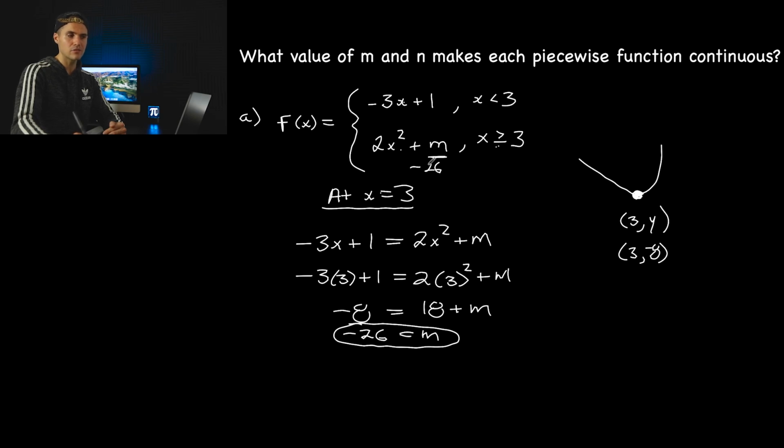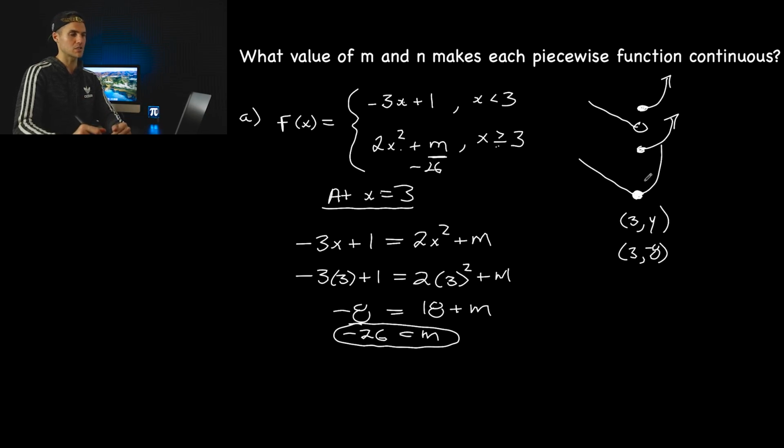Any other m value that we would use other than negative 26 would make the function discontinuous because there would be like a break, right? So you would have the line, actually the line would have a hole, right, because it's not including the 3, and then the quadratic maybe would start above it, could also start below it, right, depending on what the m value is going to be. So any other m value other than negative 26 would make it discontinuous, and an m value of negative 26 makes the piecewise function continuous.